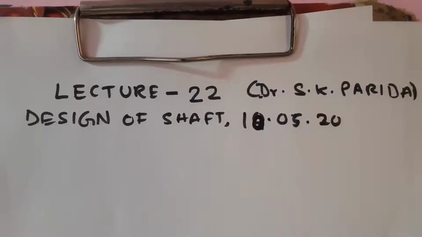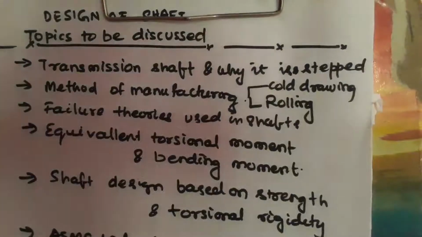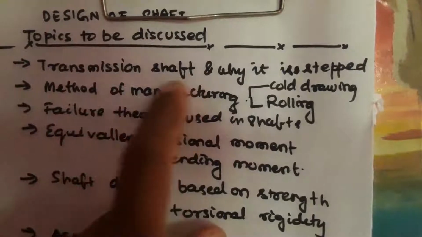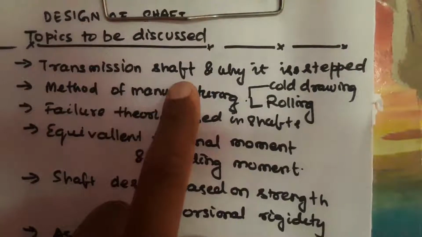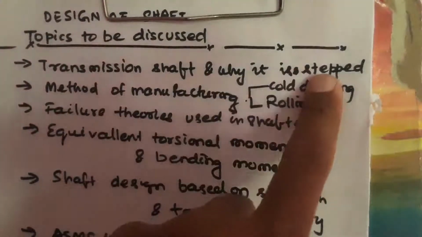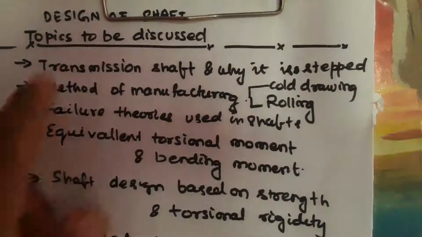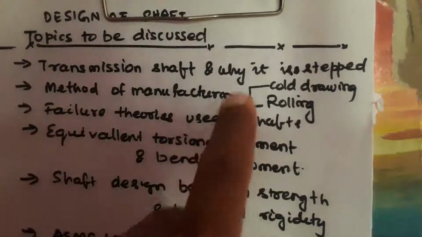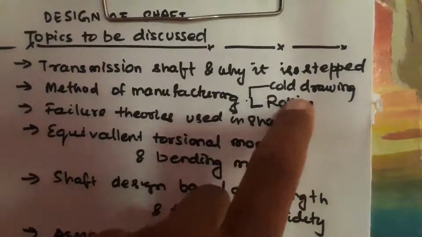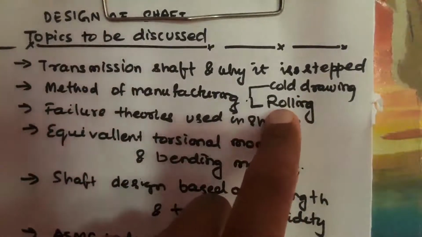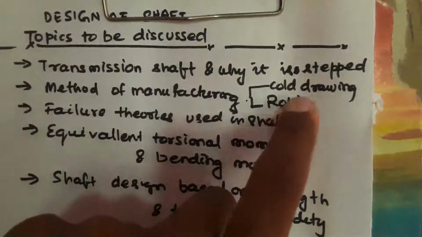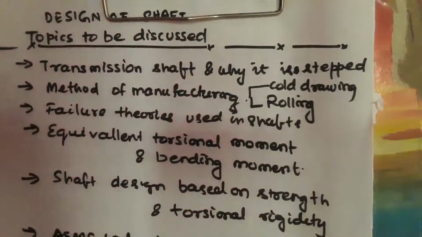We welcome you to the design of shaft. We are going to talk about the transmission shaft and why it is stepped, and its method of manufacturing. You have to cold roll, and then you have to manufacture it by turning, rolling, and then by drawing.